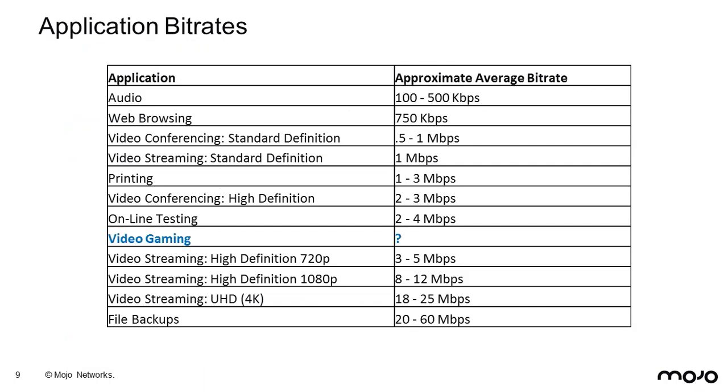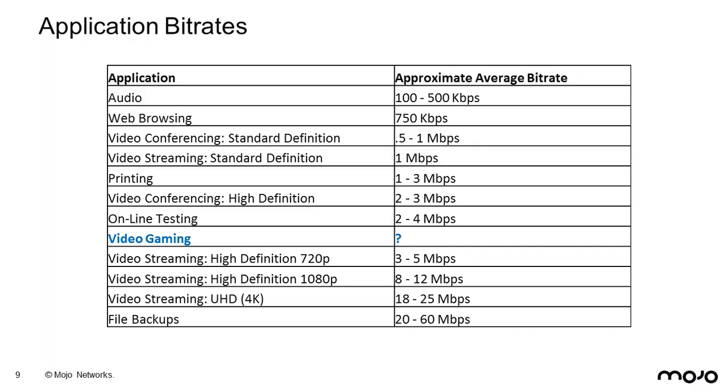Just a quick check. All right, a little bit about applications, because this is all part of the discovery process, to try to find out what the requirements are. Here we see a list of different applications and the bit rates. You can see, for instance, video streaming at 720p, which is fairly common. A lot of video is being streamed at 720p, and you get that anywhere from 3 to 5 megabits.